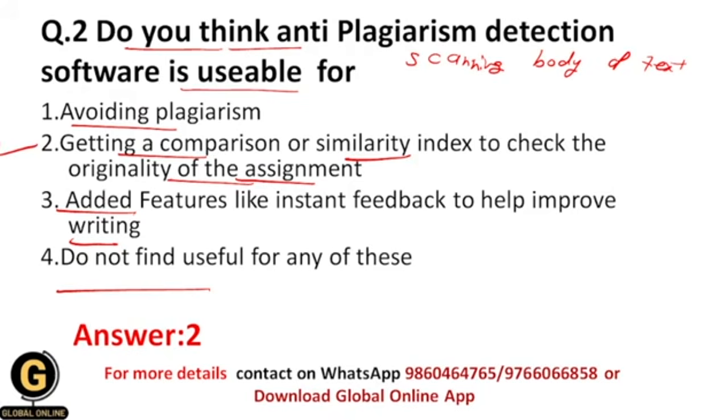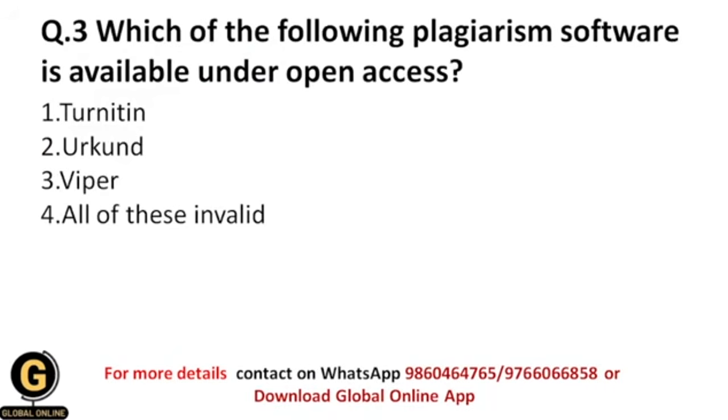Okay, now next is, which of the following plagiarism software is available under open access? So here we have asked that from these anti-plagiarism softwares, which is the software which is available under open access or which is free of cost, everyone can access it. So whether it is Turnitin, whether it is Urkund, or whether it is Viper. So students, all of these three are the anti-plagiarism detection softwares, or simply you can say plagiarism software. So let us see one by one what are they.